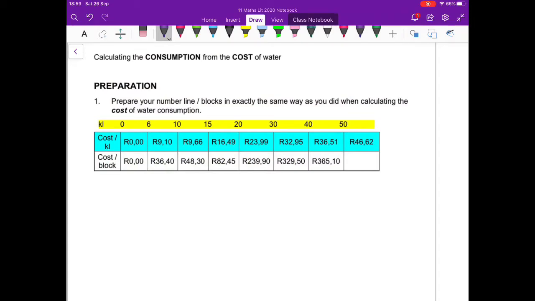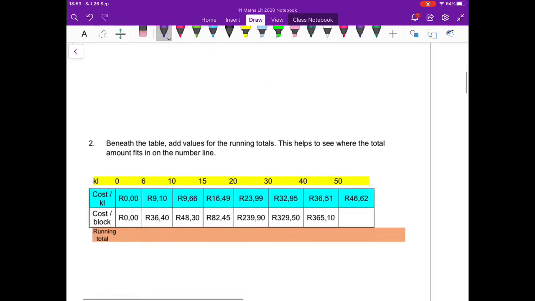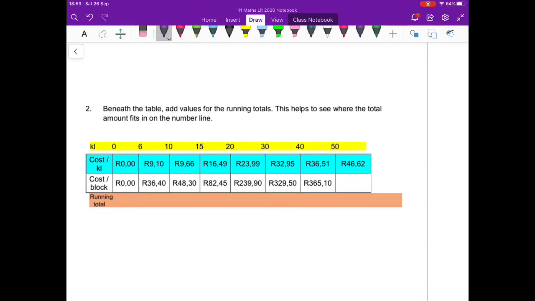This is part 2 of our water tariff series, and in this video we are calculating the consumption from the cost of water. I hope you understand how to unpack the table, and so we're going to move straight into the preparation. Prepare your number line or your blocks in exactly the same way as you did when calculating the cost of water consumption. The only thing we're going to do now, beneath the table, is add the values for the running totals, and this will help you with a number line to see where the cost fits in.